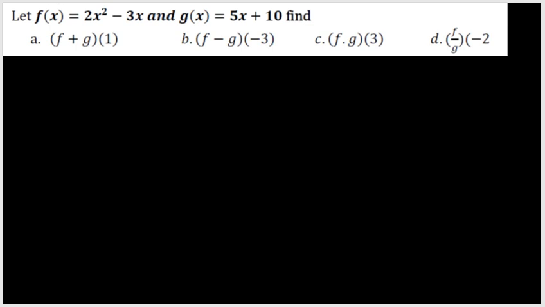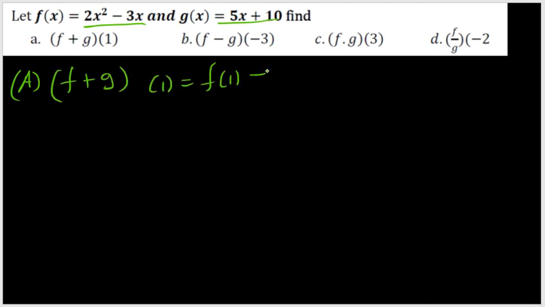Next question, let us see some functions. Two functions are given here, f of x here, and g of x here. Then part a says f plus g at 1. This is the same as f of 1 plus g of 1. According to the rule, f plus g at any point is equal to f at that point plus g at that point.